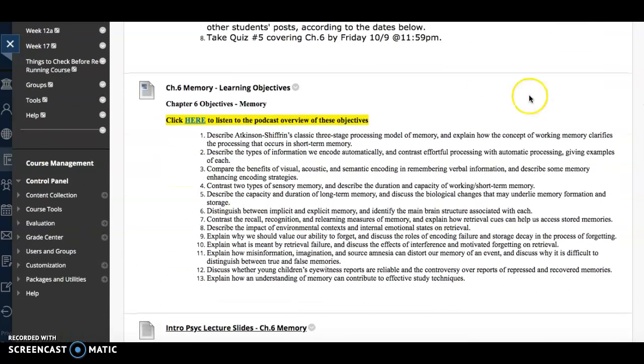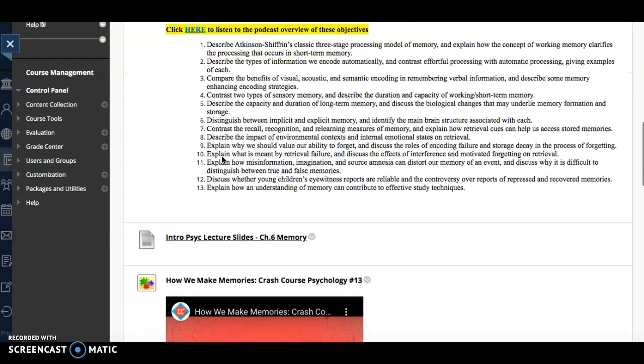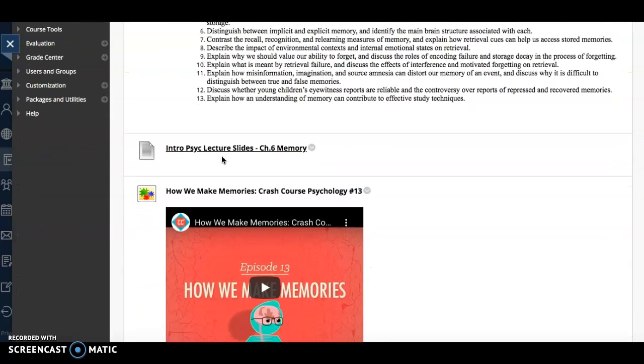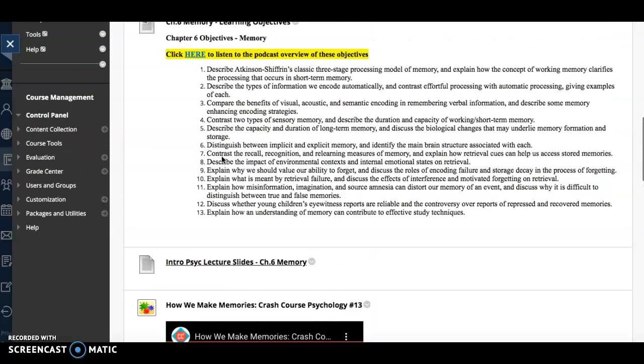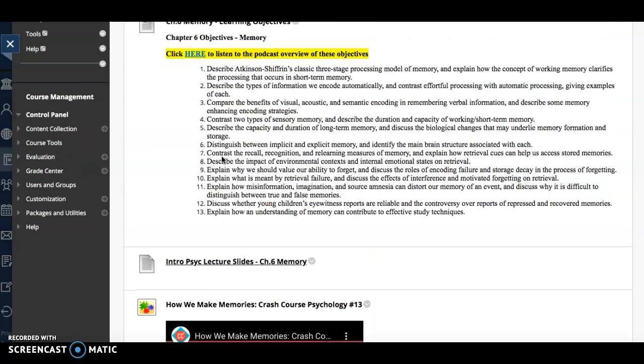Your learning objectives are here, along with a podcast that you can listen to where I go over each of these objectives. You have your slides for memory, and I just want to mention that these slides are meant to complement your reading of Chapter 6. You don't want to be relying solely on these lecture slides as your only input.